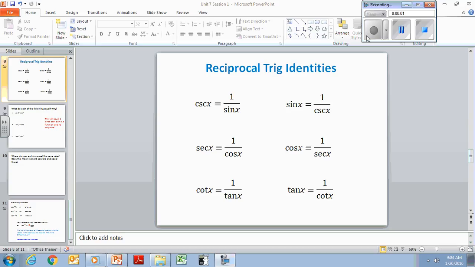Algebra 2B, completing Unit 7, Session 1, also hopefully addressing 2B Assessment 1 review.